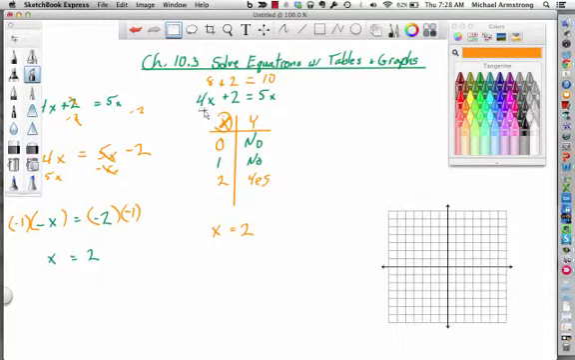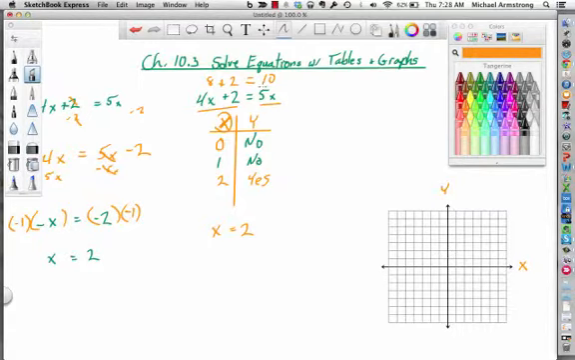4x plus 2 is equal to 5x. So these are equal to each other. Whenever we're graphing in two directions, we have an x here, and we have a y in this direction. So our horizontal is x and our vertical is y. And you remember how to plot points.